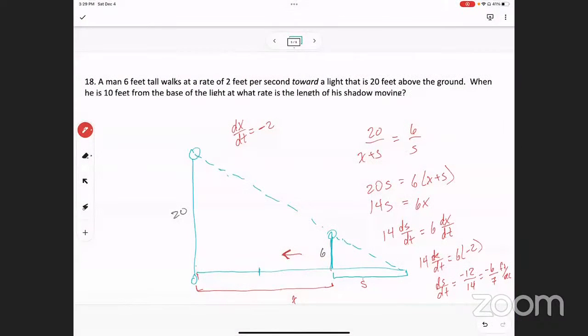Well, now I'm kind of confused on the best way to do this one. So -6/7 feet per second is probably correct, because it is going to be getting smaller. So ds/dt should be negative. So I believe that's right. But again, the confusing part is why this piece of information was not needed.